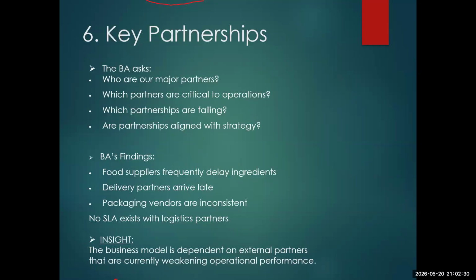All right. Now, the next block, key partnerships. Questions are asked around: What are the major partners you have? What partners are critical to operation? Which partnerships are failing? Are partnerships aligned to your strategies, the way you are doing your business? And we find out that the supplier actually delays ingredients. Today she will come with this and say, oh, this one she will bring tomorrow. Maybe she comes late in the evening and says, oh, she was stuck in traffic, or, oh, I wasn't able to get that, the price had fluctuated.